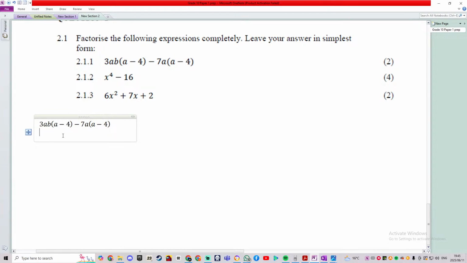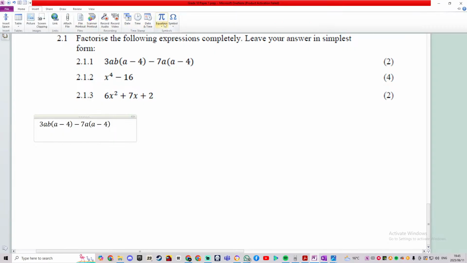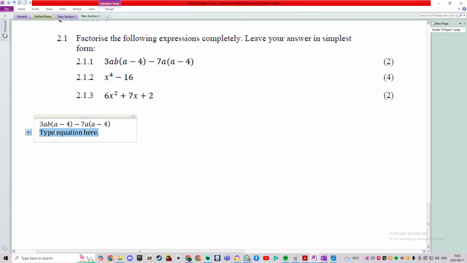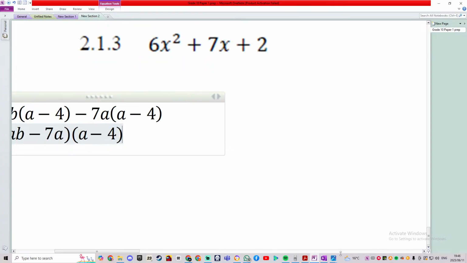Okay, we have for this factorization here 3ab brackets a minus 4, and we have minus 7a a minus 4. Here we have common brackets. So immediately I take my common brackets and I put them together, a minus 4. In fact, let me start with 3ab minus 7a brackets a minus 4.